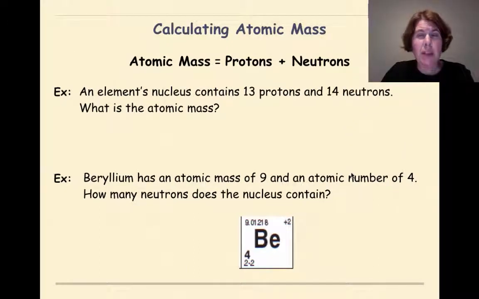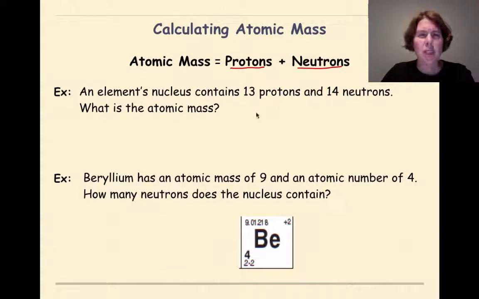Calculating atomic mass. Atomic mass is composed of protons and neutrons because, as we said before, that's where the mass of the atom is located, inside of that nucleus, and those are the two subatomic particles located there. So when you calculate atomic mass, you're going to find the mass of the protons and add them to the mass of the neutrons.